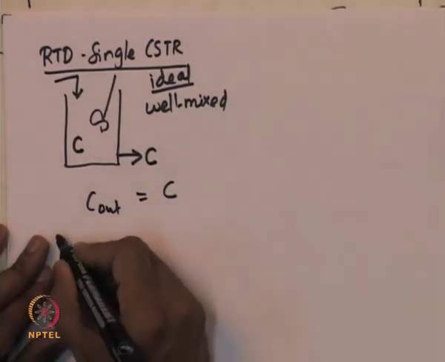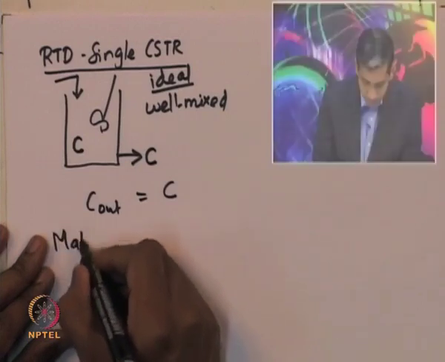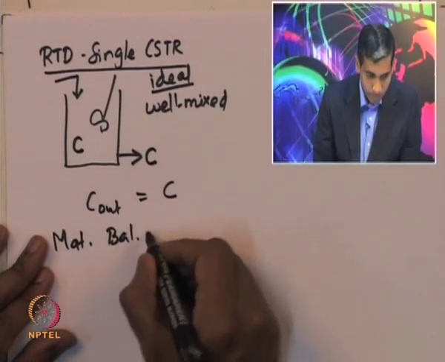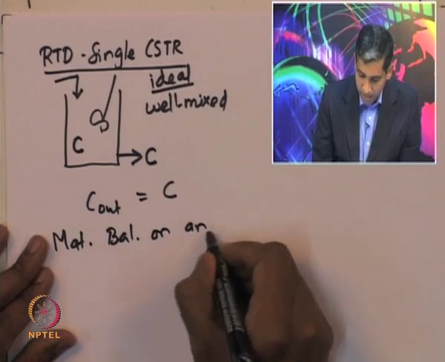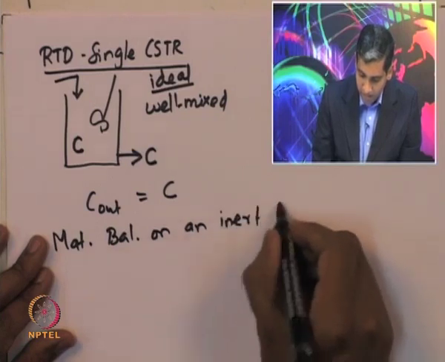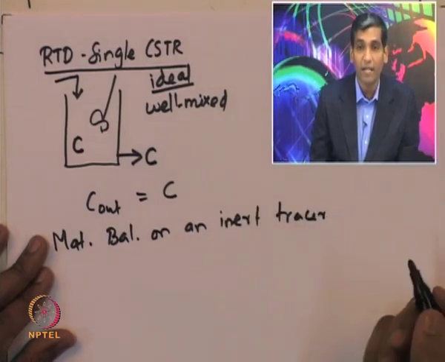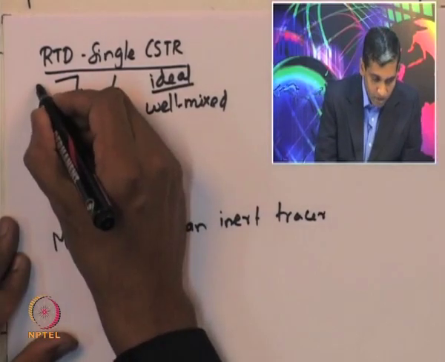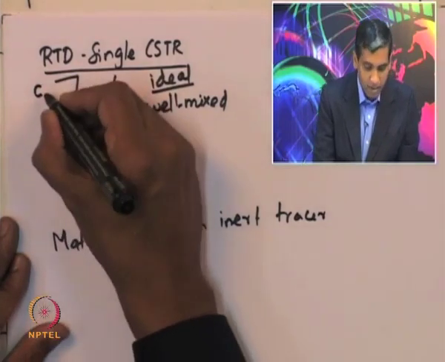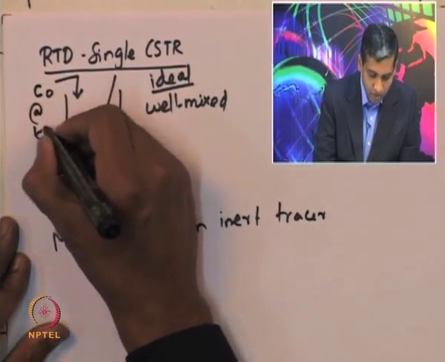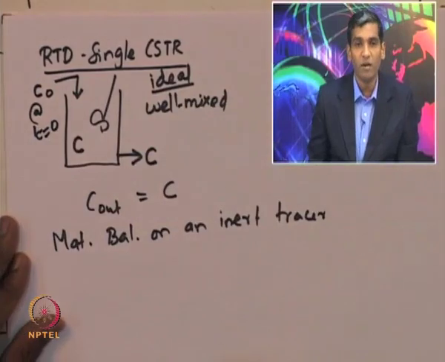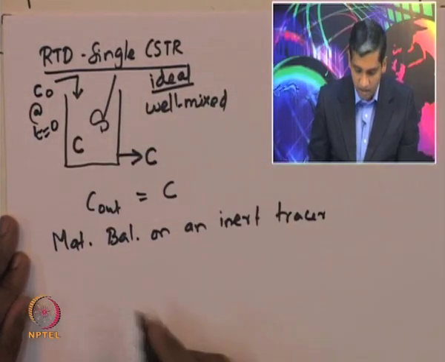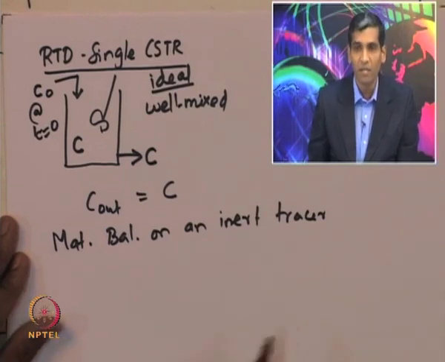Let us now write a material balance on an inert tracer. Suppose there is an inert tracer which is fed into the reactor, and the concentration of the inert tracer is C naught at t equal to 0. So, at time t equal to 0, some C naught quantity of tracer is fed into the reactor, and now we can write a material balance in order to find out what the RTD function is.